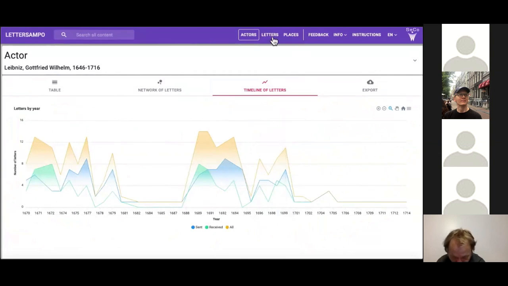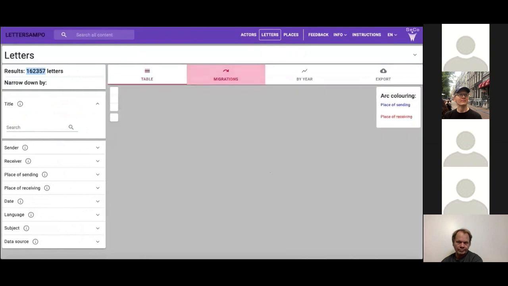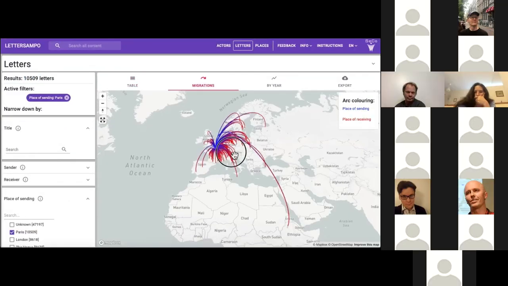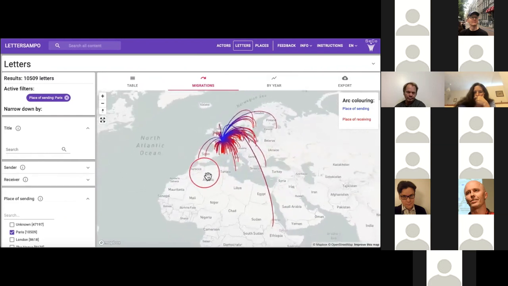The letter perspective page has a similar faceted search application as the actor page. Here we can browse and filter the data of 162,000 letters by their sender, receiver, date, language, subject, or data source. The second tab on the letter page visualizes the letter routes on a map application. Currently we are viewing the routes of letters sent from Paris.